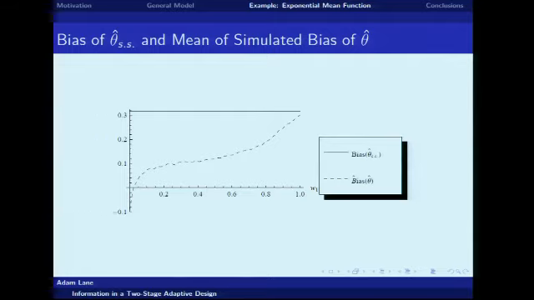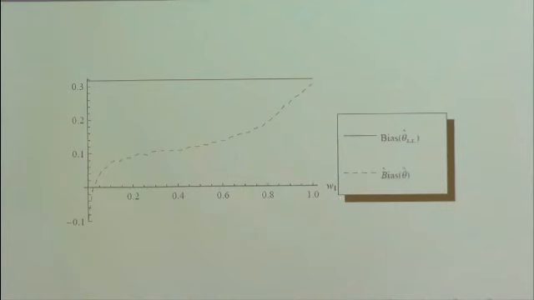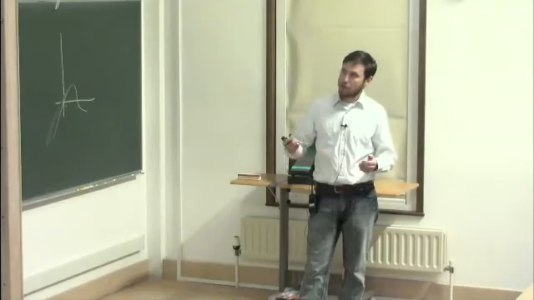So just to summarize the bias: this line is the true bias if you were to do a single stage at x1 for all 100 samples. The second is the bias from simulation, the mean of the simulated biases of theta hat as a function of W1, your first stage sample proportion. You can see it's an increasing function. So the less you put at stage 1, the less bias you're going to have. But of course, variance is a whole other matter.